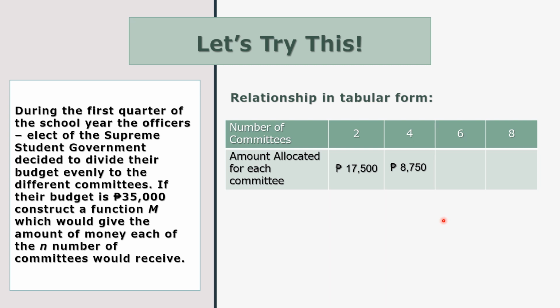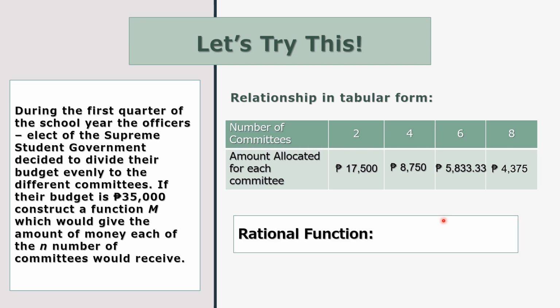Now, if there are 4 committees, the amount allocated for each committee is 8,750. If there are 6 committees, each committee will receive 5,833 pesos and 33 cents. Now, if there are 8 committees, the amount allocated for each committee is 4,375 pesos. Now, as representation in function, we have a rational function m with respect to n is equal to 35,000 divided by n.